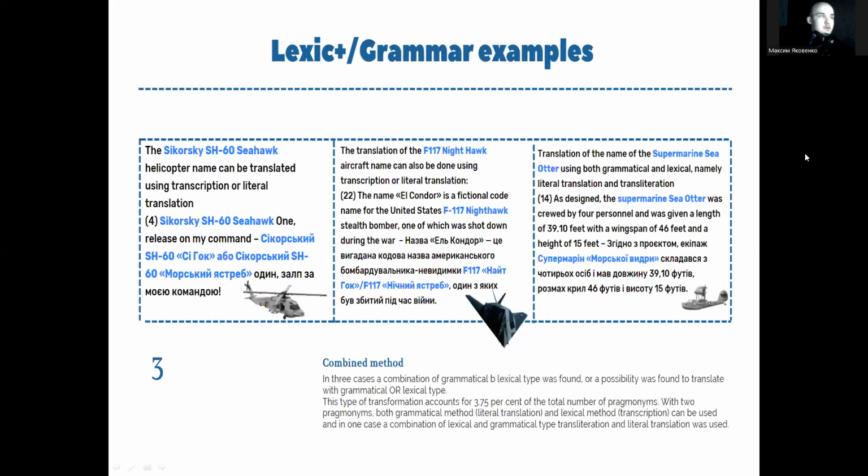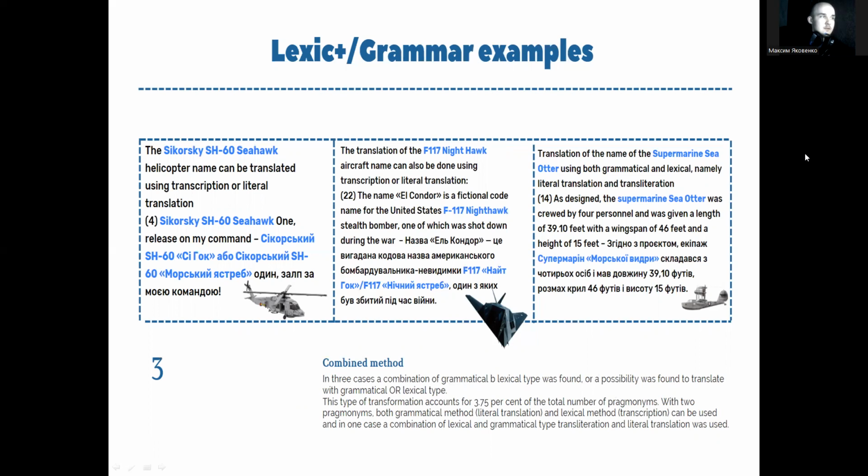In 3 cases, a combination of grammatical and lexical type was found, or a possibility was found to translate with grammatical or lexical type. Наприклад, переклад назви літака Supermarine Сіоти з використанням обох типів граматичного і лексичного, а саме дослівного перекладу та транслітерації.